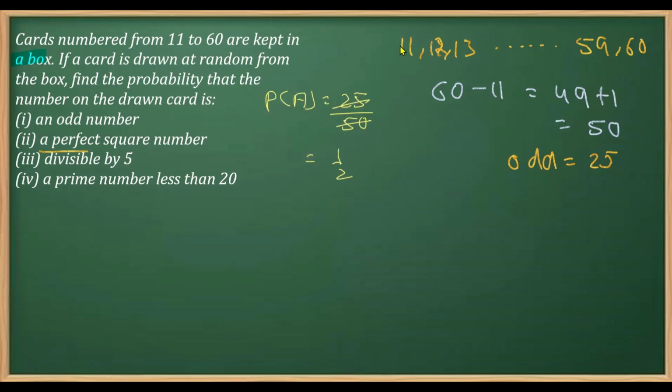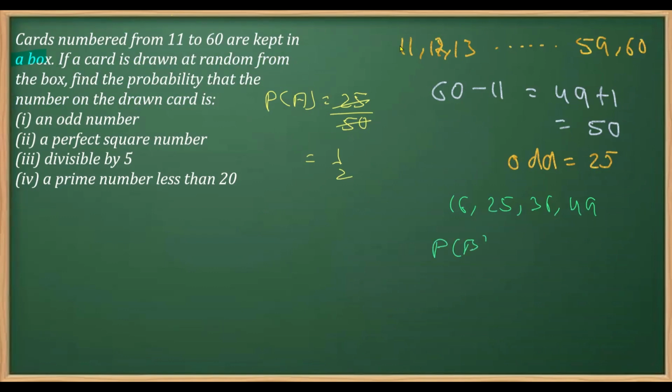Next question, it says a perfect square number. So we need to write the perfect squares in this case. What are the perfect squares here? Remember, it has to be greater than 11, not any perfect square starting from 1. So 2 square is 4, 3 square is 9, 4 square is 16. So 16 is the first. Then 5 square is 25, 6 square 36, 7 square 49, and 8 square is 64. That goes beyond 60. So we'll say that there are 4 of them.